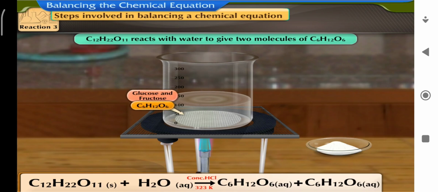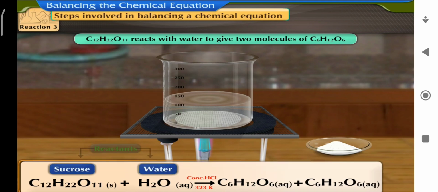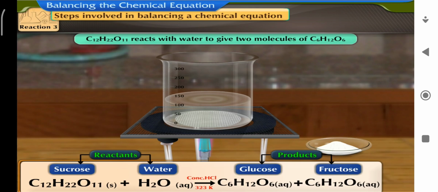Name the reactants and the products. Sucrose and water are the reactants and glucose and fructose are the products. Let us now discuss the different types of chemical reactions.